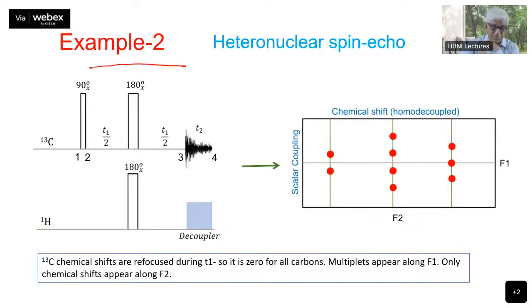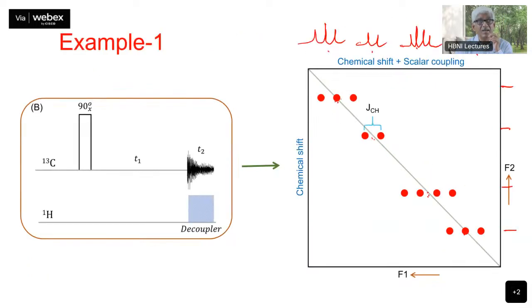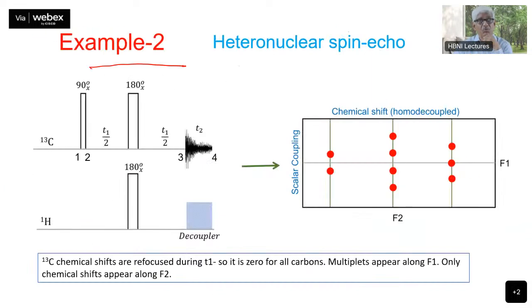What we have done is simply, in the previous case, there was no 180-degree pulse; we simply had the 90 and the T2 period and the decoupler. This was the simple experiment earlier, the first experiment which I showed you, and that is this one. Now what you do is, in the middle of the T1 period, I put a pair of 180-degree pulses. So now this becomes a spin echo.